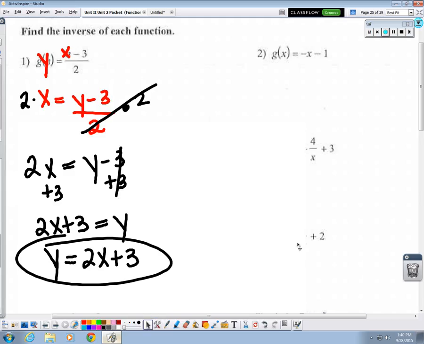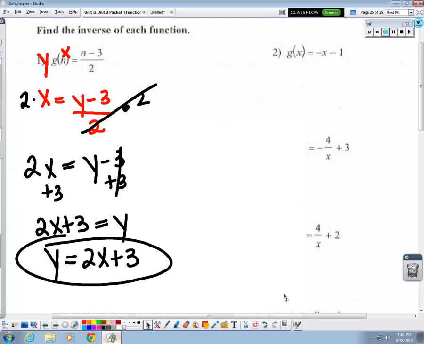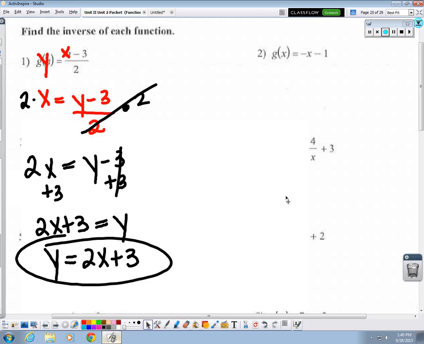Okay, let's look at number 2. All right, number 2, what should I do first? Replace this g of x with a y, and then that's already an x, so we're good to go. Okay, now what do I do? Okay, what will it look like when it's switched? Well, no, I don't switch anything but the letters. So x equals, okay, now what do I do?